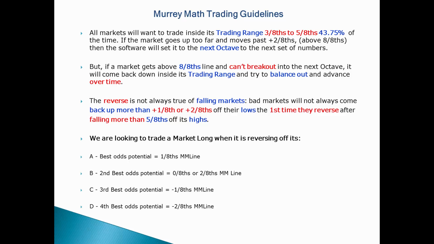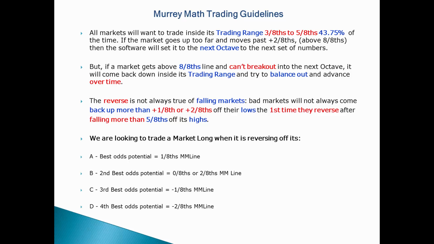Guys, there's a lot of connectivity between concepts in the marketplace. All right, so all markets want to trade inside the trading range of a 3/8 to a 5/8 on the Murrey lines. 3/8, 5/8, 43.75% of the time. That's basically balance, if you think about it. Okay, that's kind of like the value area. The value area here is defined within the context of 3/8, 5/8 zone, and we'll show you that. It's also called the top of the trading range and the bottom of the trading range. Okay, but basically what it means is the center of the market.